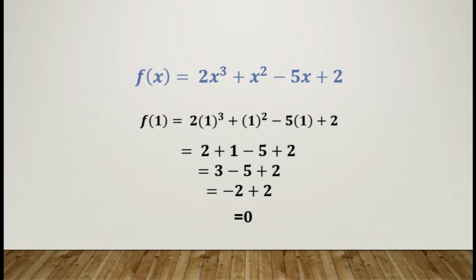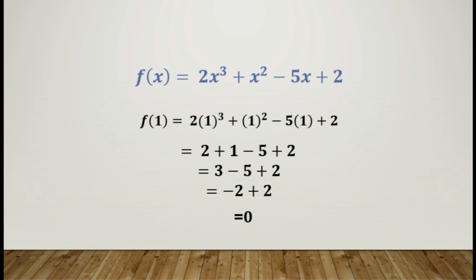Now, look at this example: 2x cube plus x square minus 5x plus 2. What type of polynomial is it? Yes, it is a cubic polynomial. So, you can say that for a cubic polynomial, the degree is 3. So, it can have 3 zeros. Here I found the value of this polynomial at x equal to 1. I got the value to be 0. So, I can say that x equal to 1 is a zero of this particular polynomial.